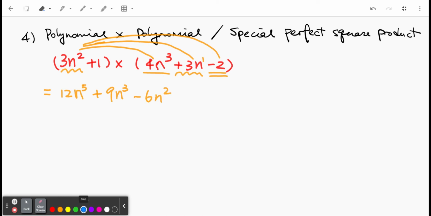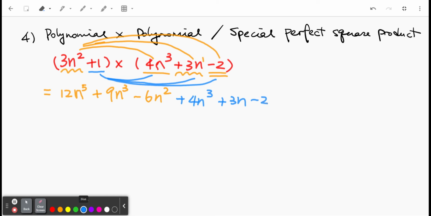Then you do the second term. Second term is just 1, which is easy. So 1 times the first term gives you plus 4n cubed. And 1 times the second term is the same thing, plus 3n. And then 1 times the third one is negative 2.